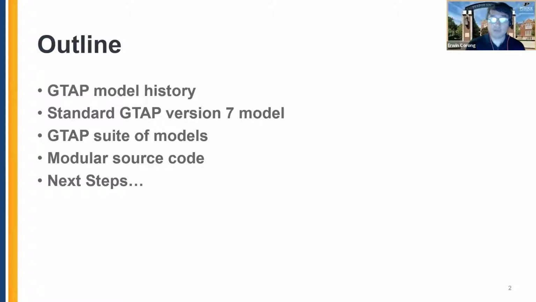Okay, so just an outline of my presentation. I'll give you a quick preview of GTAP model history. The work that has been done on the version 7 model, just to convince everyone to move from the classic GTAP 6.2 model to the version 7 model. And then I'll identify the current GTAP suite of models that we have for both classic and the version 7 model. And then I'll give you a preview of what I refer to as modular source code. And then I'll end with next steps.